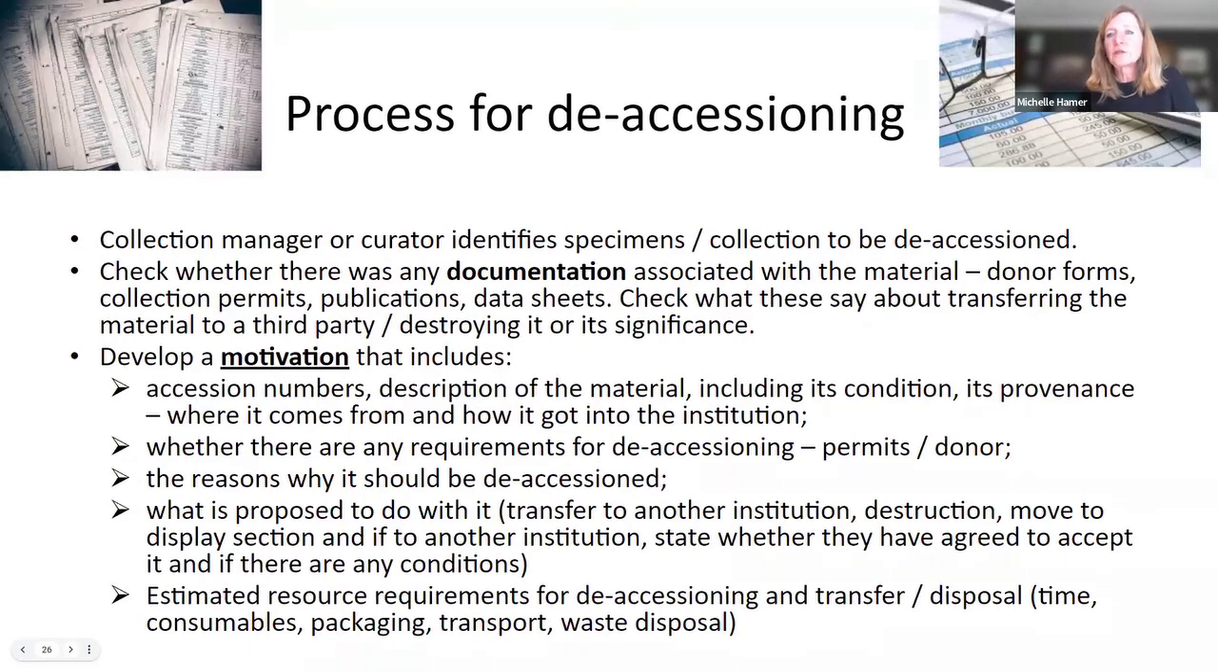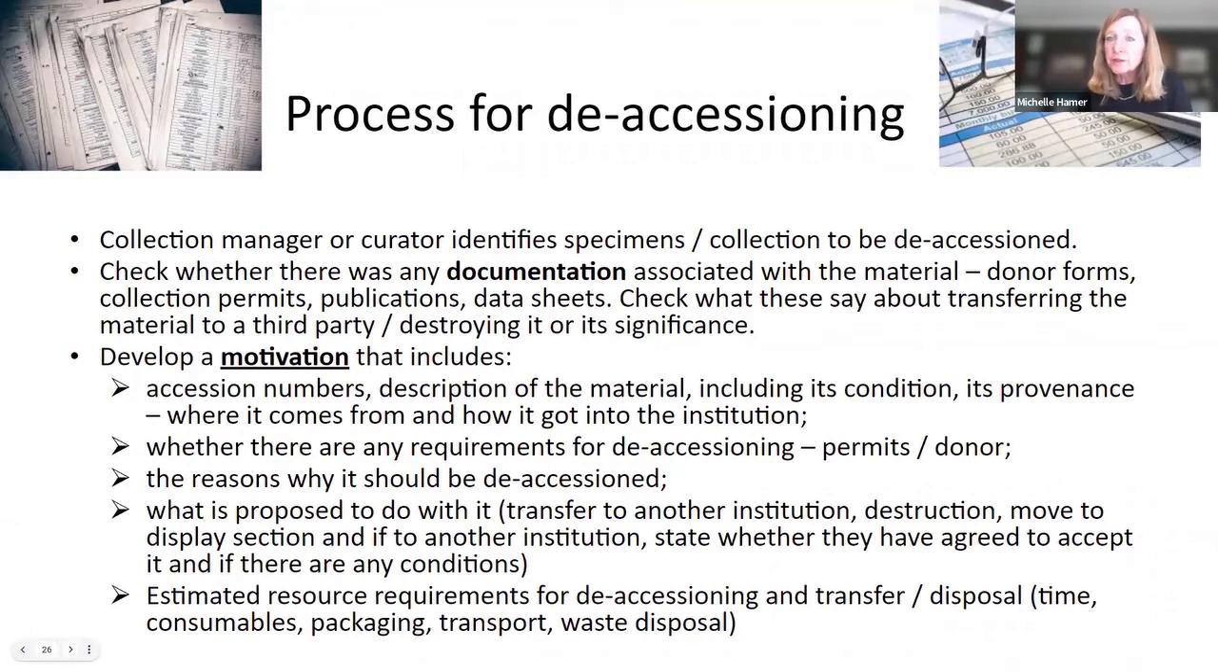For de-accessioning, there's also a whole process that must be followed. Somebody says, we're no longer able to care for this collection, it's out of the scope of our institution and our main focus, we're not growing that collection, it needs to go somewhere else. You have to go and see, are there any documents associated with the material? Donor agreements, collecting permits, publications, data sheets. Does it say anything about transferring that collection to a third party or destroying it, or its significance? So you have to see what is the story behind this.